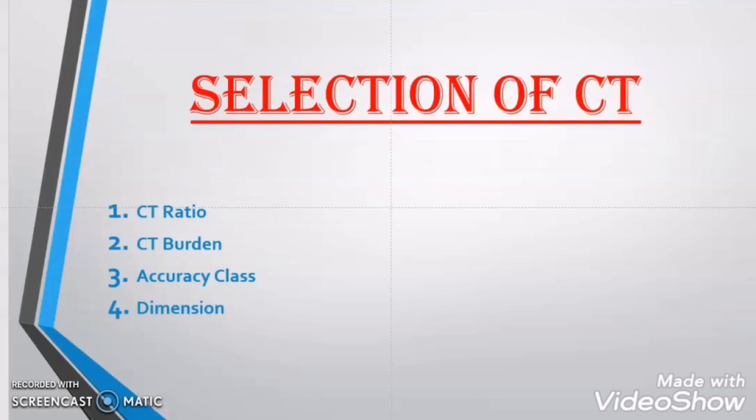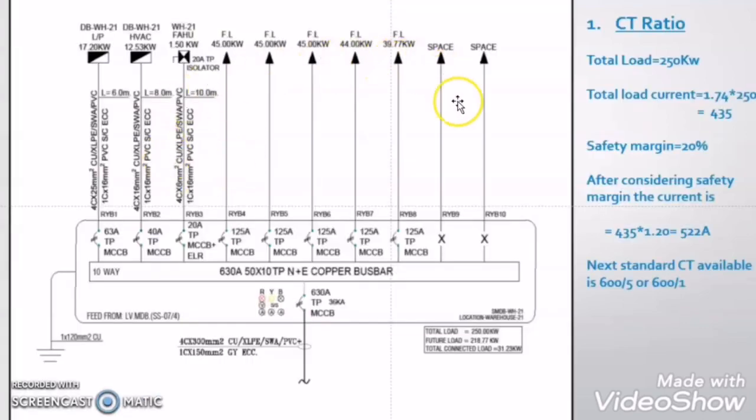For that, I have taken one example. This is an SMDB and we need to select one CT for this SMDB. The total connected load for this SMDB is 250 kilowatt, which I mentioned here. Total connected load is 250 kilowatt.